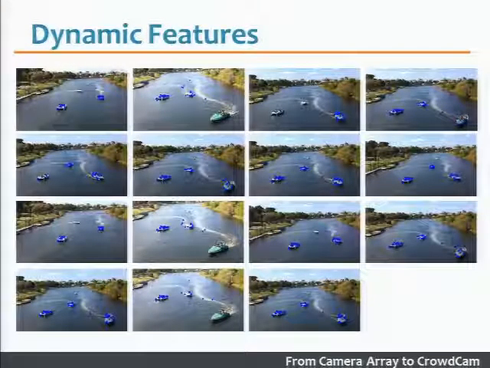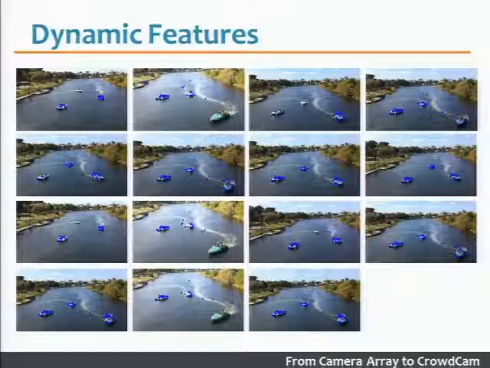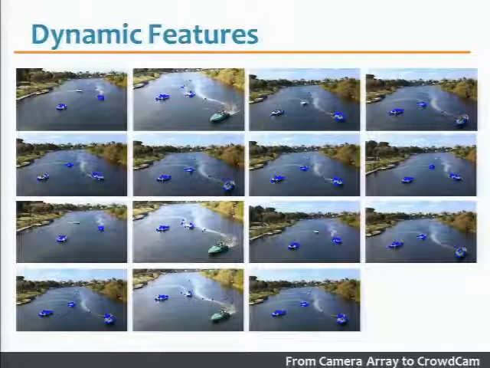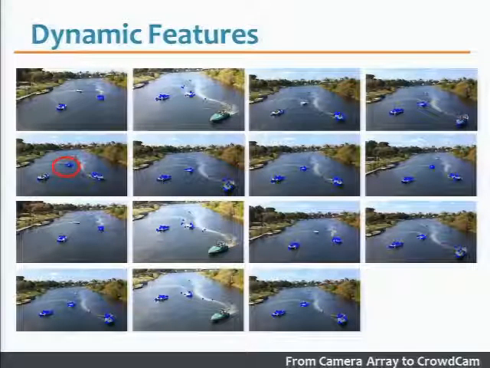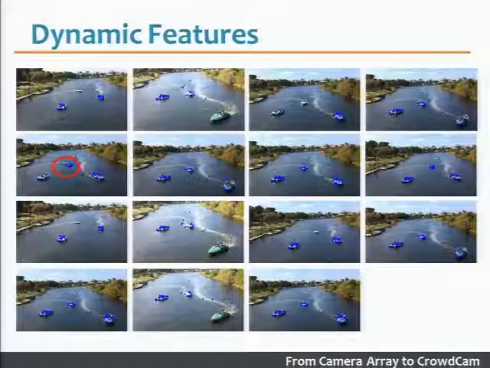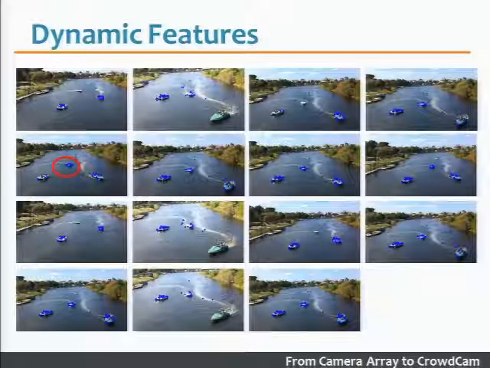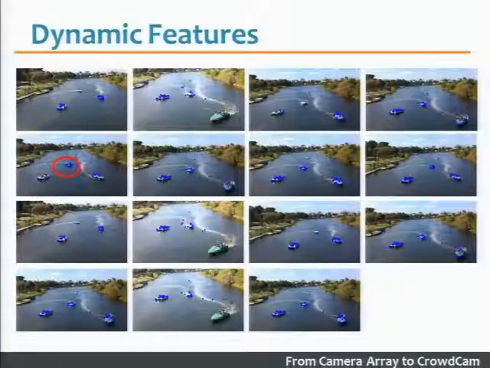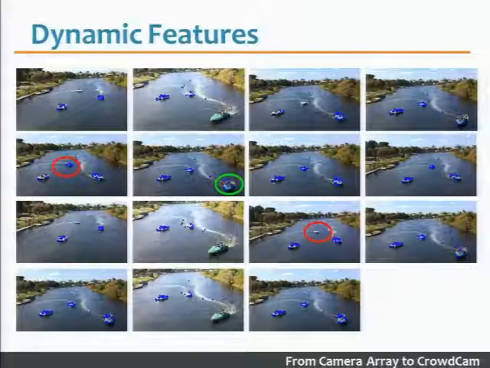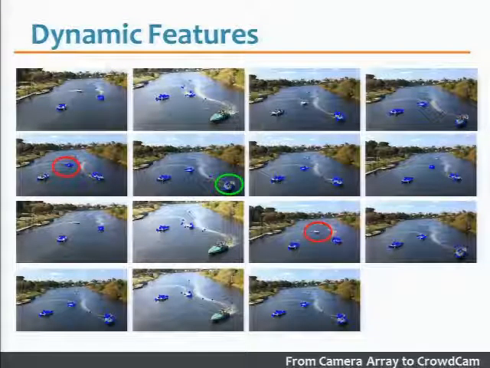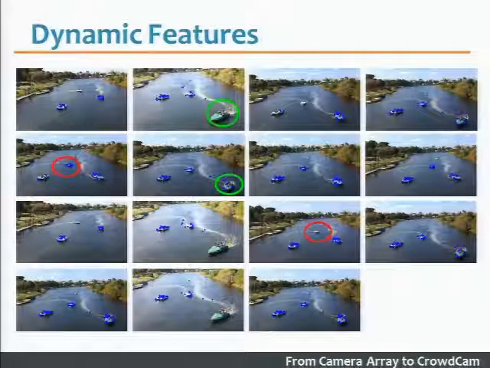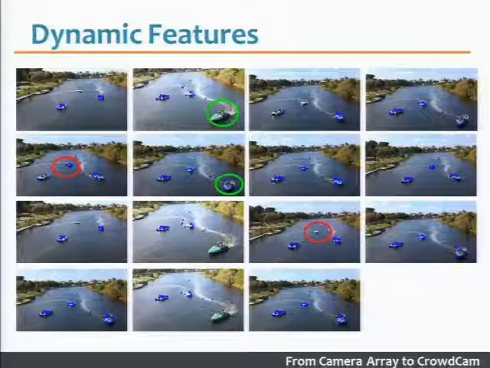Here you can just see an example of how the dynamic features look on the images. And you can see that, for example, not all features are found on all objects. So here you can see that on this boat we found features, but here we don't have these corresponding features. Here again, the green boat is detected here, but we don't have any matching feature here.